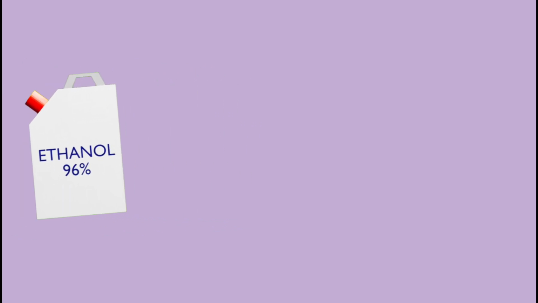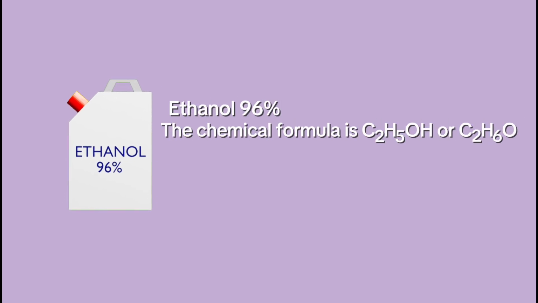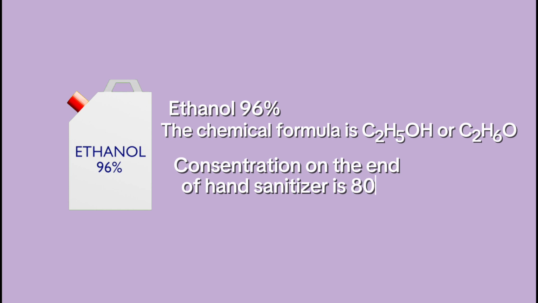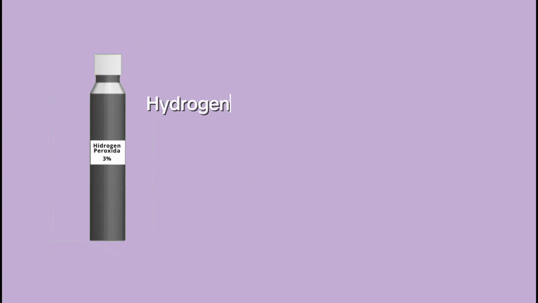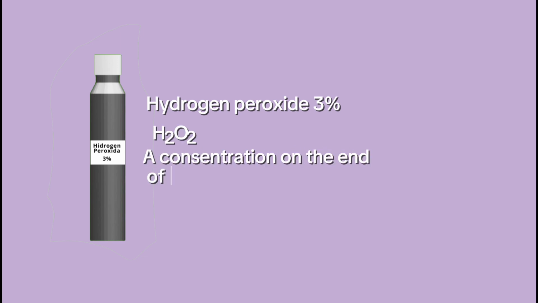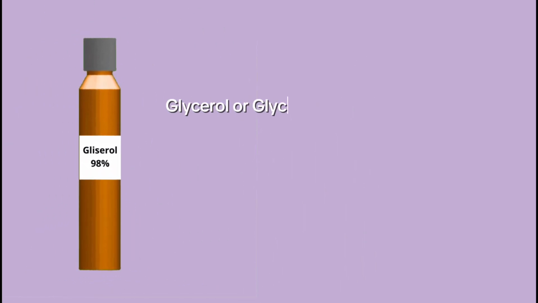First of the necessary ingredients is ethanol 96%. The chemical formula is C2H5OH or C2H6O. Concentration in the end of hand sanitizer is 80%. The second ingredient is hydrogen peroxide 3%. The chemical formula is H2O2. A concentration in the end of hand sanitizer is 0.125%. The third ingredient is glycerol or glycerin 98%.